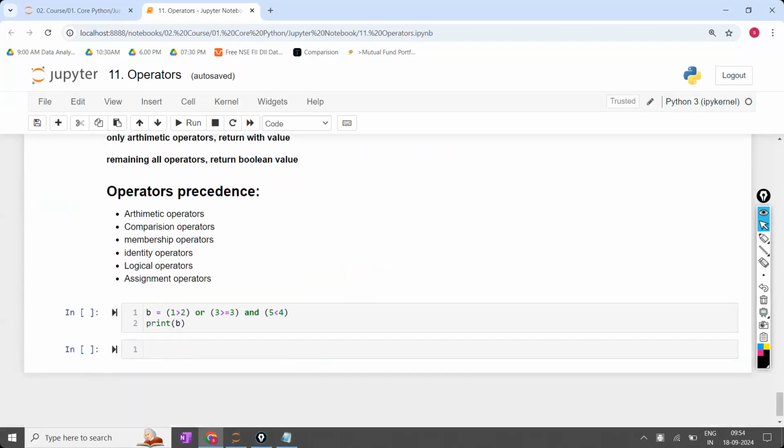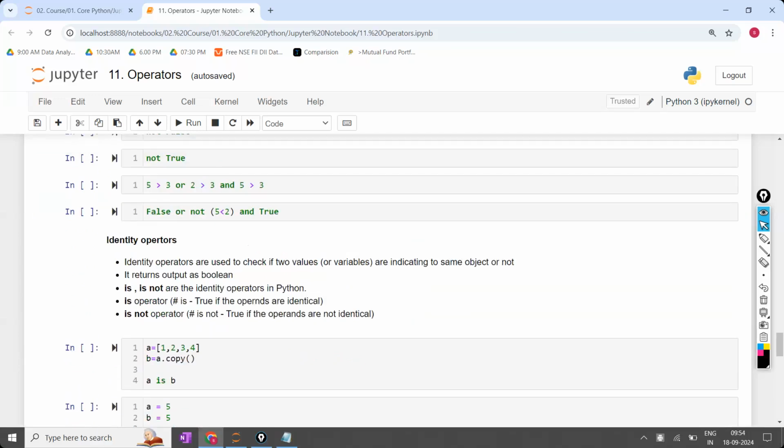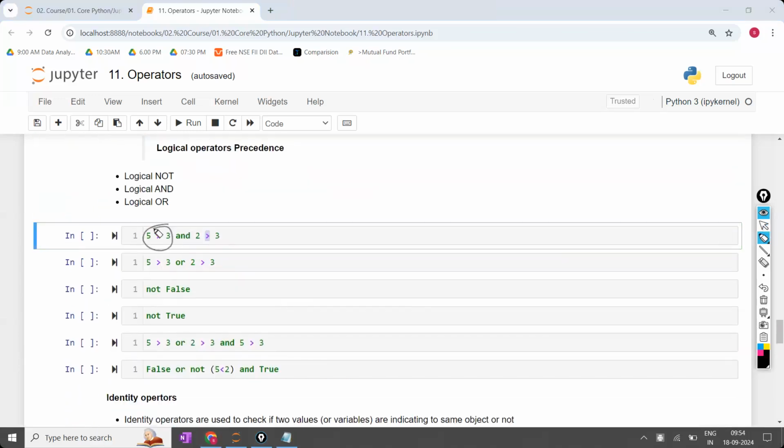Which one has to be given top priority? I told you earlier, which one is top priority, logical or comparison? Out of these two, comparison comes first. So first you have to do the comparison operator, 5 is greater than 3. What does that mean? True. Complete this one. After that, you still have one logical operator and one comparison operator. Again, the comparison operator gets top priority, that is 2 is greater than 3, which is false. Now you have to apply the logical operator on that. That is the order in which Python will execute.